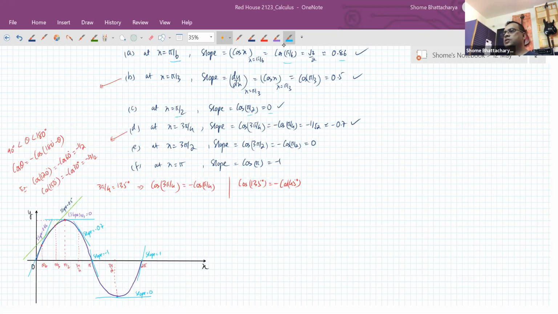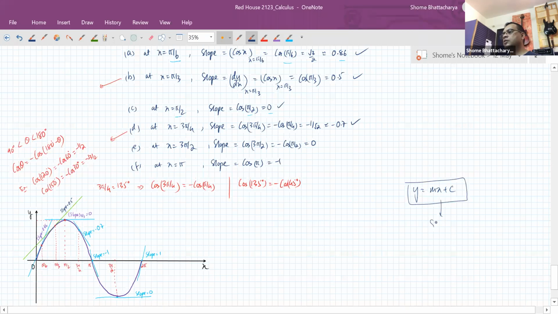Harshit, to answer your question, it is not the slope which is of the form y equal to mx plus c. y equal to mx plus c is the equation of a straight line, and this straight line has a slope equal to m.